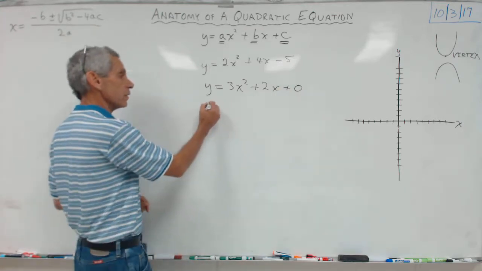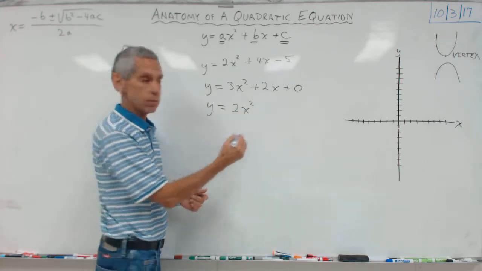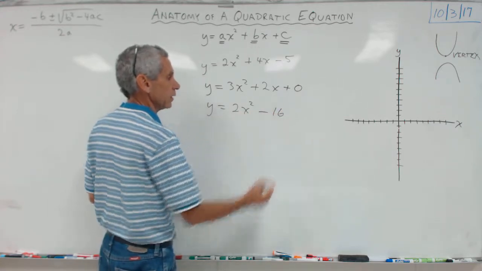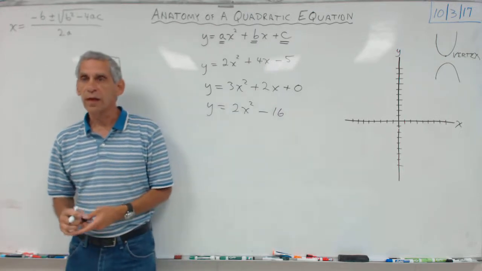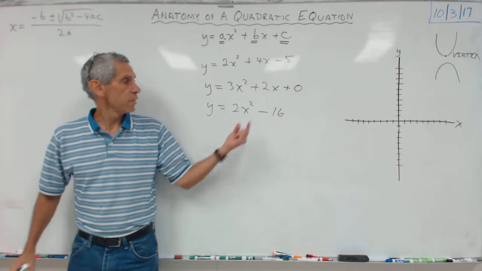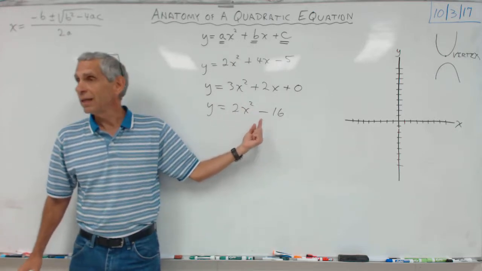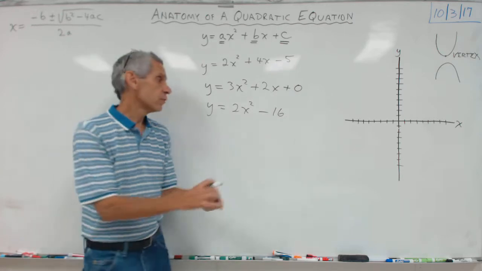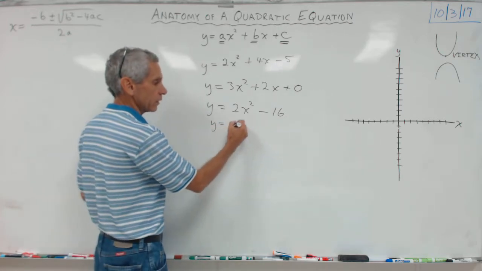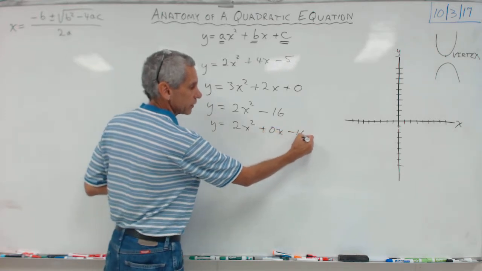Okay, what if I gave you this? y equals 2x squared minus 16. What am I missing now? The bx. So I'm missing the bx, right? Now, does that mean it's not there? No, it means it's 0. It's really there. So technically it's y equals 2x squared plus 0x minus 16.